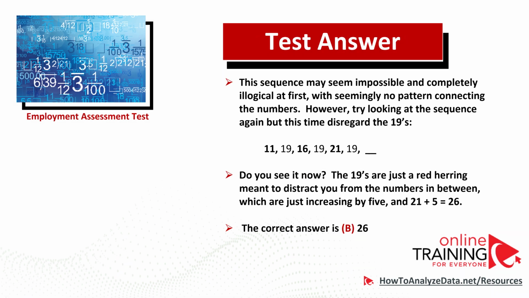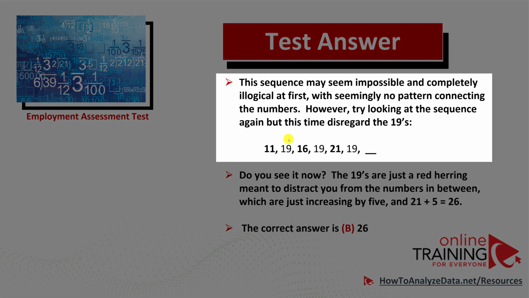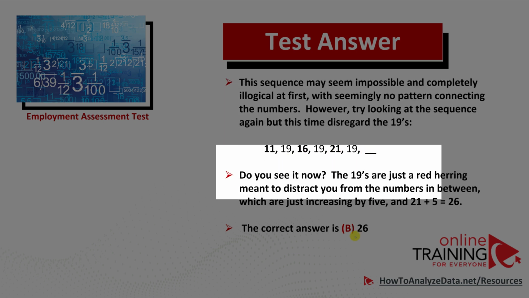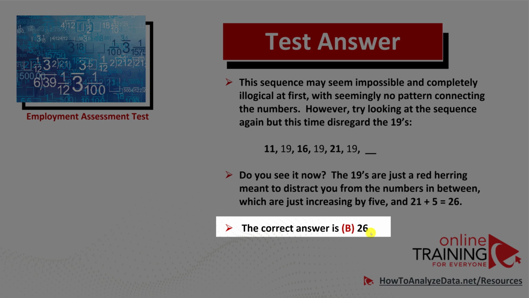This sequence might look impossible to solve, but if you remove number 19, you come up with the very logical and very simple sequence. You have 11, 16, and 21. You see that each next number increases by 5, and numbers 19 are just the distractions from numbers in between. So the next number would be 21 plus 5 would be 26. So the correct choice here is choice B, 26.